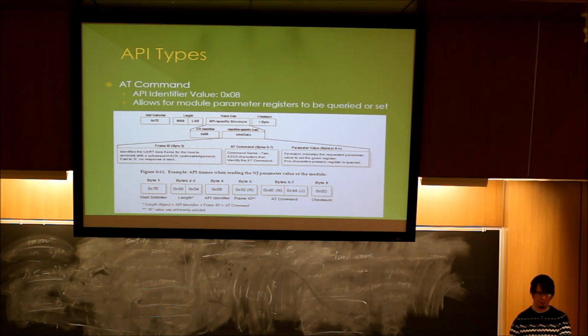Sometimes you are setting something, and if you want to read a parameter like the PAN ID from a module, you can request it. I think ID is the AT command, and you don't enter a value, and rather than setting a PAN ID, it will just respond to you with the value that's currently stored.